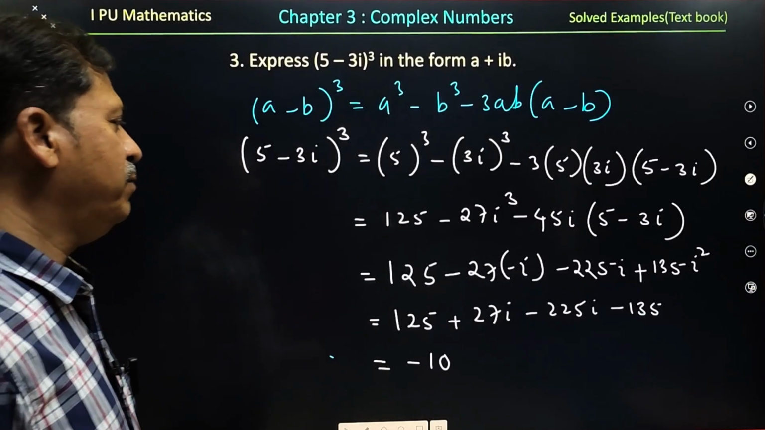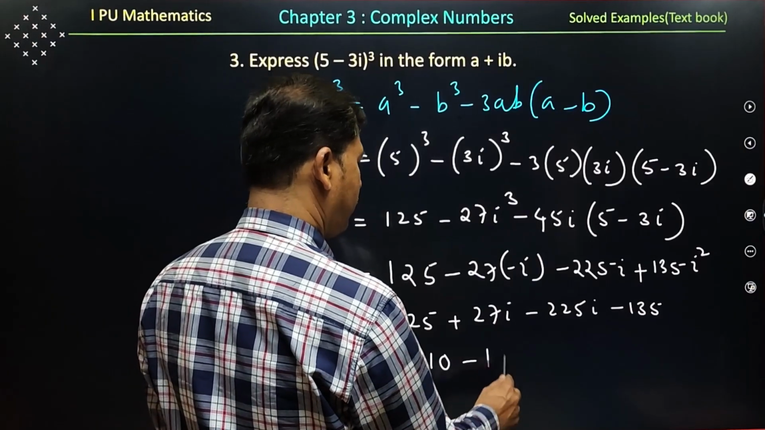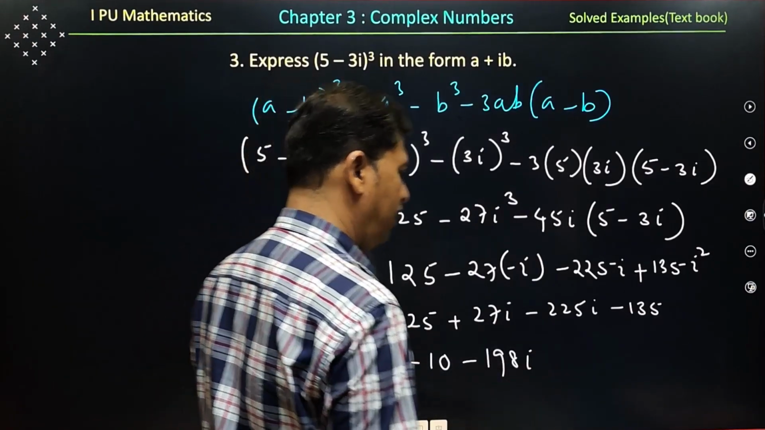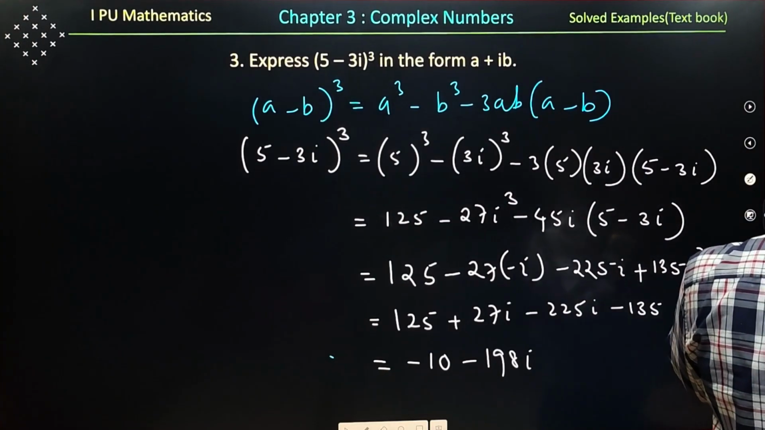How much? What is the difference? Minus of 198 I. Let us check the answer. It is correct. Minus 10 minus 198 I has come.